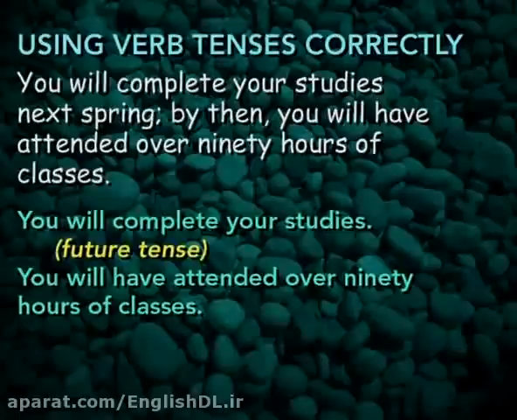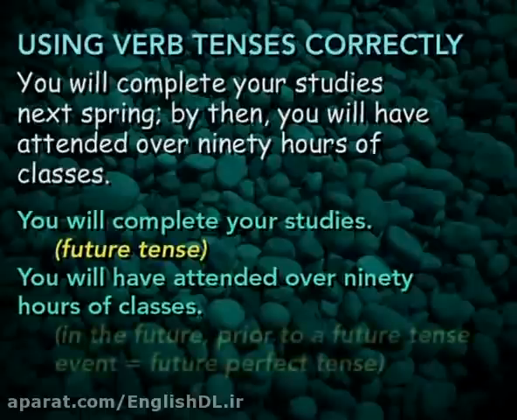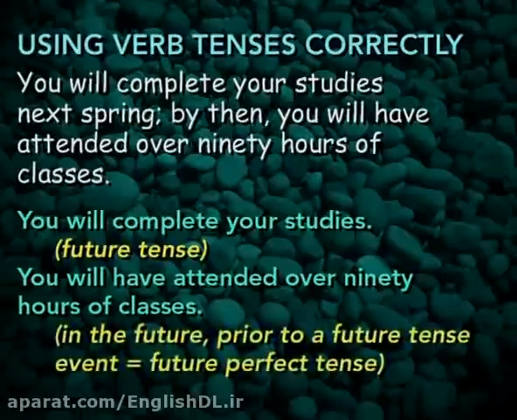After all, attending all of those classes is part of the process of the studies. So that's an event happening in the future prior to a future tense event. Therefore, it should be set up in the future perfect tense, and that's correctly done in this sentence. You will have attended over 90 hours of class.